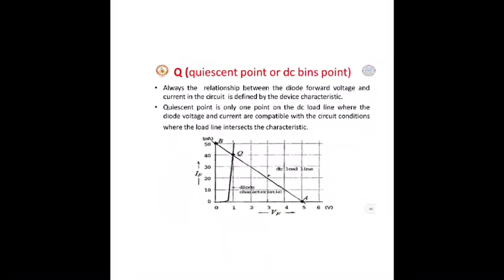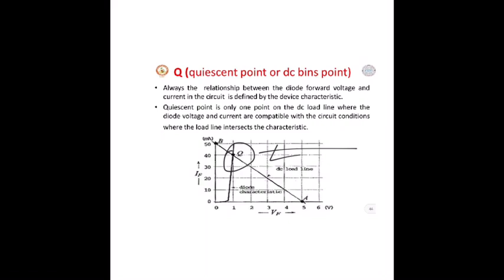So what do you mean by Q point? Q point is also called the bias point. The relationship between the diode forward voltage and the current in the circuit is defined by the device characteristics. Q point is the only point on the DC load line where the diode voltage and current are compatible with the circuit condition, where the load line intersects the characteristics. So you can see this is the Q point.